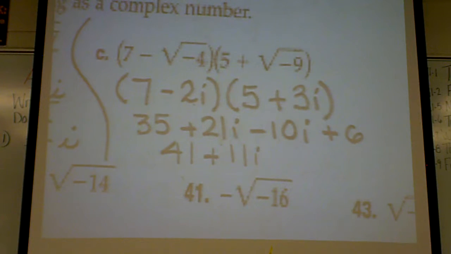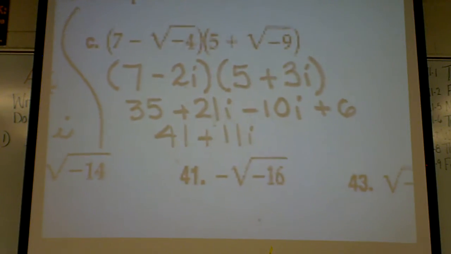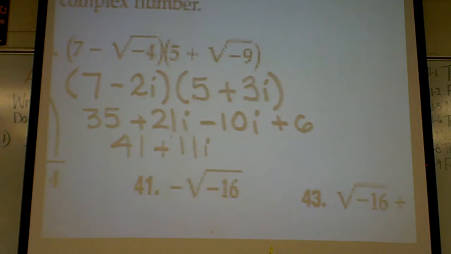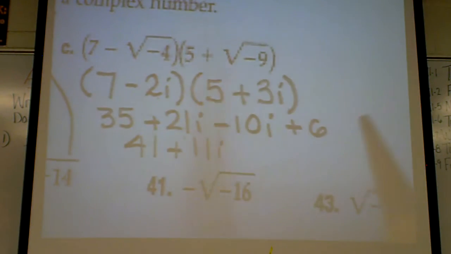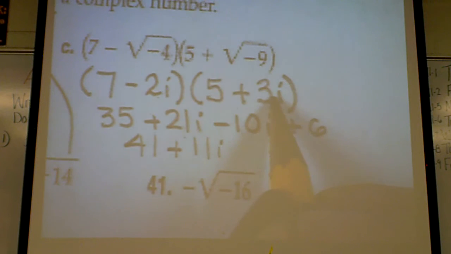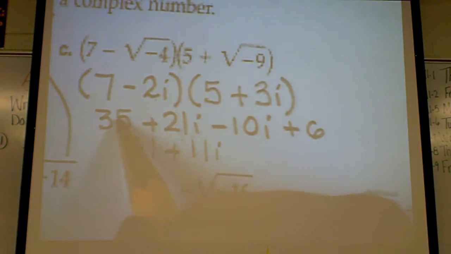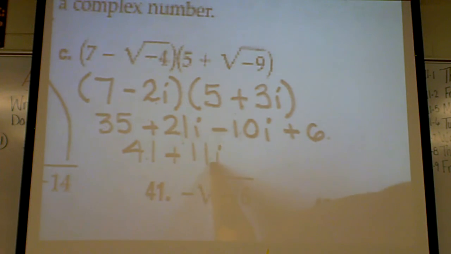Are these easy? Good. So the bottom ones you get to do for homework. Hold on a second. On C? Why is it negative 2? This is negative 6i squared. It's the way you transfer it on first. This is 41, and that's 11i.